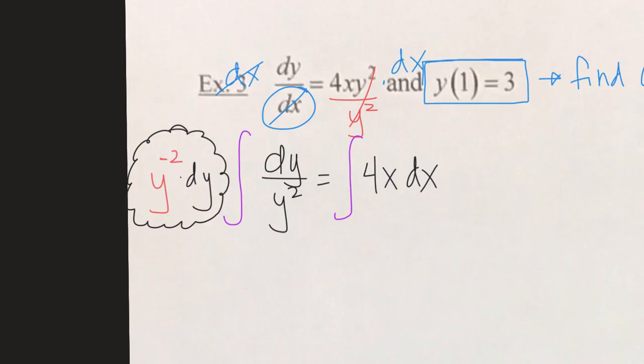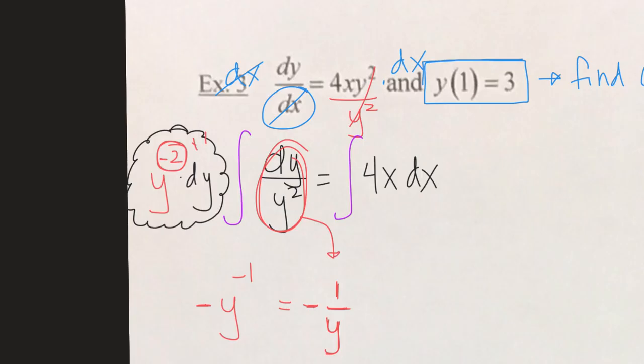Now let's use our rule. Add 1. What's negative 2 plus 1? Negative 1. And divide by negative 1 means that our antiderivative is negative y to the negative 1 power. How else can we write y to the negative 1 power to make it simpler? Put it back in your denominator. So the antiderivative of dy over y squared is negative 1 over y.